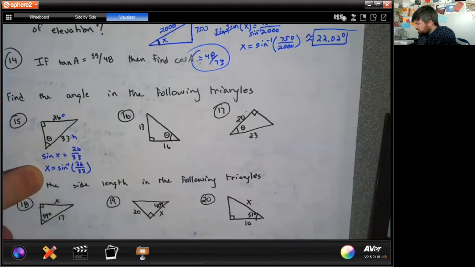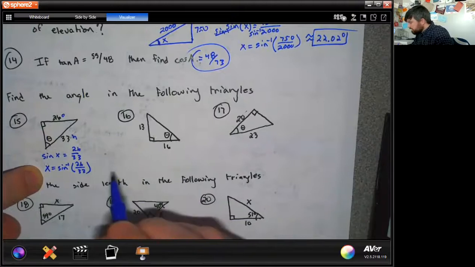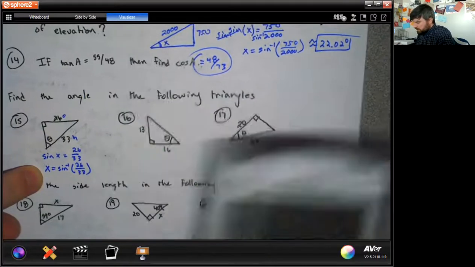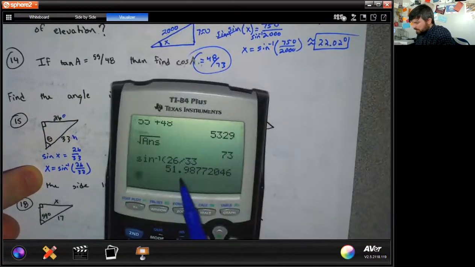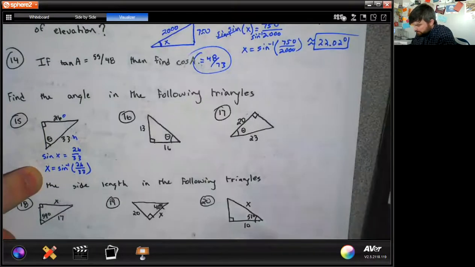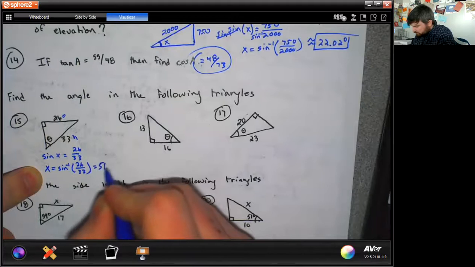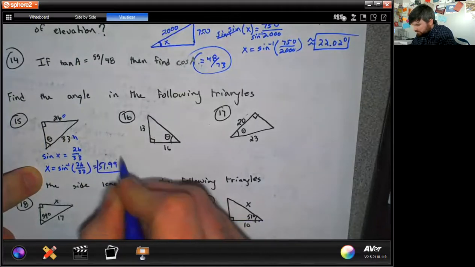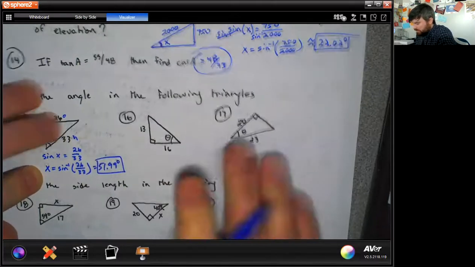So the inverse sine of 26 over 33, which if you get this number, 51.987, so 51.99. Likely they'll say go to the nearest degree, so that'd be 52.